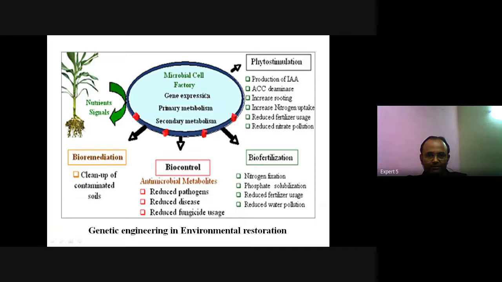These are the microbial cell factories where gene expression takes place, for primary metabolism and secondary metabolism. These microbial cells can be used for the production of different types of antibiotics with the help of genetic engineering techniques, because generally antibiotics are the secondary metabolites of the microbial systems, which may be used to treat different types of diseases. So these are some applications of genetic engineering in different fields, like the medical field, agricultural field, and for environmental conditions.